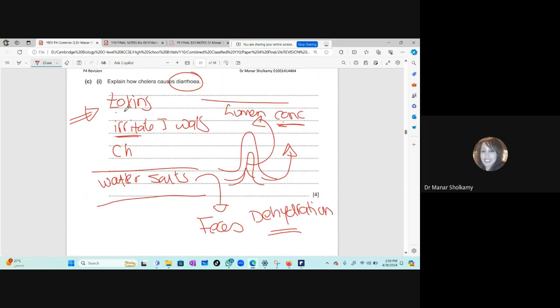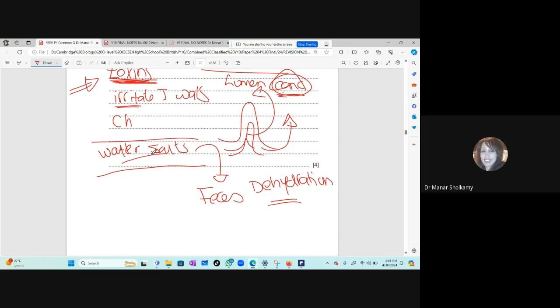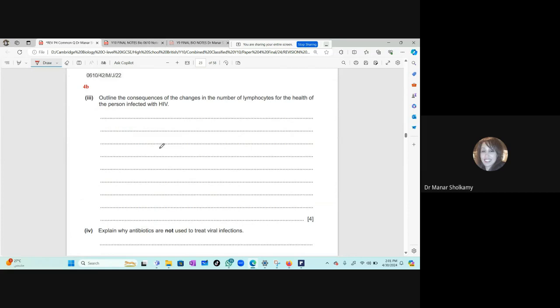Okay, so please memorize the sequence of events. This question was common. Always start with the release of toxins by the bacteria. They will irritate the intestinal walls. The intestinal walls will release salts, chloride salts. The inside of the lumen will become very concentrated. This is going to attract water from the surrounding capillaries by osmosis. The inside of the lumen will be filled with water and salts, and all this will go out as watery feces. You will lose lots of water. You will be dehydrated.